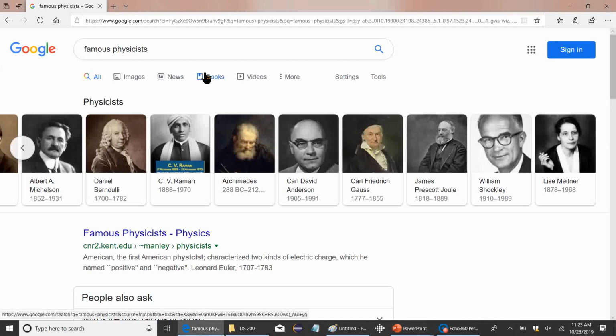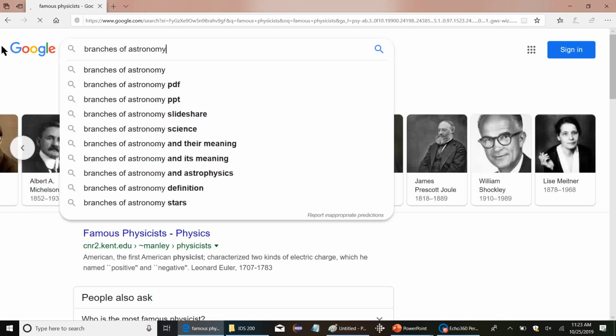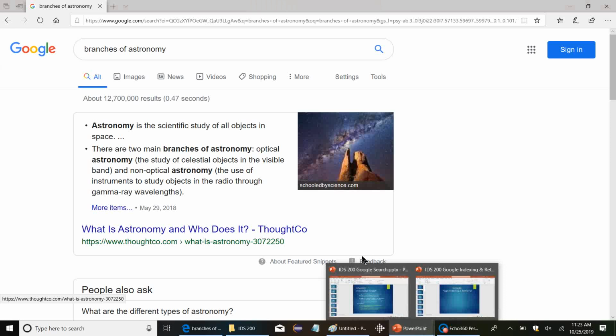So we could even look at stuff like branches of astronomy. Okay, the two big ones, optical and non-optical. So maybe you can recognize that somebody's looking for optical astronomy, maybe somebody's looking for non-optical, and you can group the results that way. Google's trying to analyze the meaning of the search terms so it can deliver better search results, not just matching based on exact text.